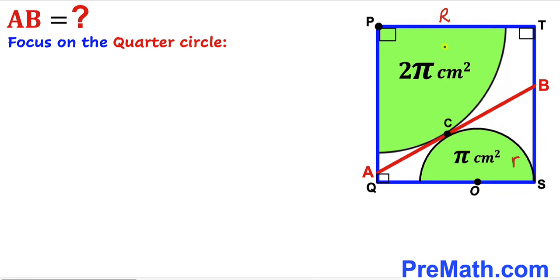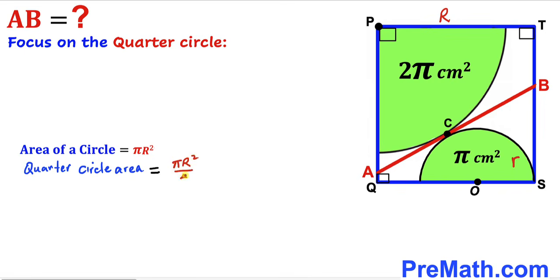And now let's focus on this quarter circle. And now let's recall the area of a circle formula. Area is always equal to pi r square, where uppercase R is the radius of this quarter circle. And since we are dealing with the quarter circle, the area of the quarter circle formula is going to be pi uppercase R square divided by 4. And in our case, the area of this quarter circle has been given to us as 2 pi. So we can write pi R square divided by 4 is going to be equal to 2 times pi.